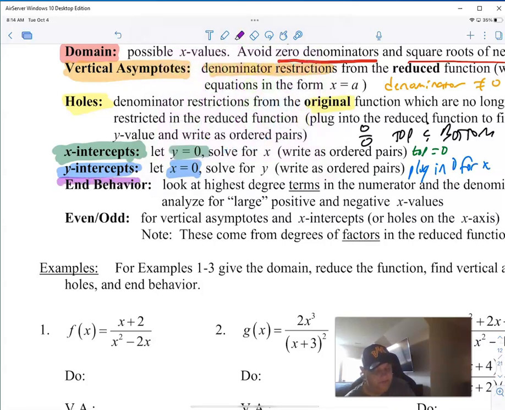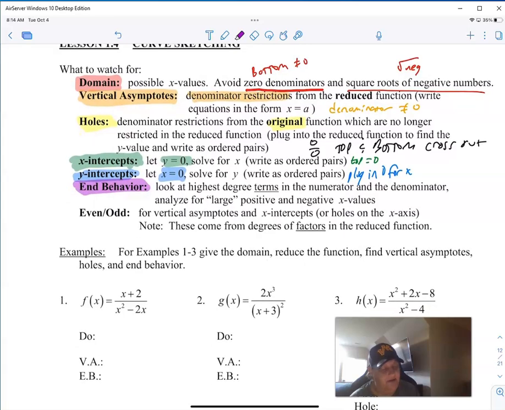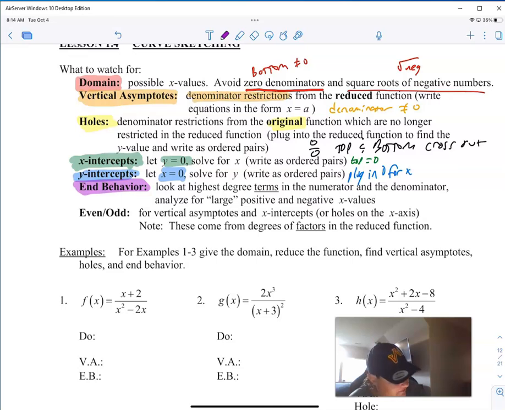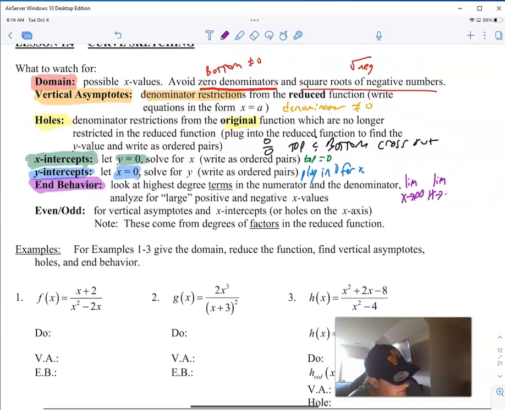And then end behavior. This is really important. All right. Look at the highest degree terms in the numerator and denominator and analyze for large positive and negative x values. Okay, you guys, end behavior. We're looking at the limit as x goes to infinity and the limit as x goes to negative infinity. And remember that we had those three rules. Top bigger than bottom, bottom bigger than top. All right, and that's how we do end behavior.